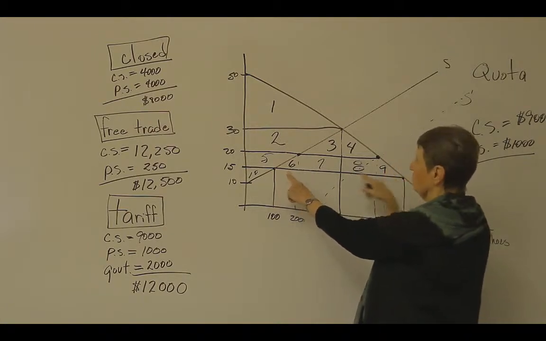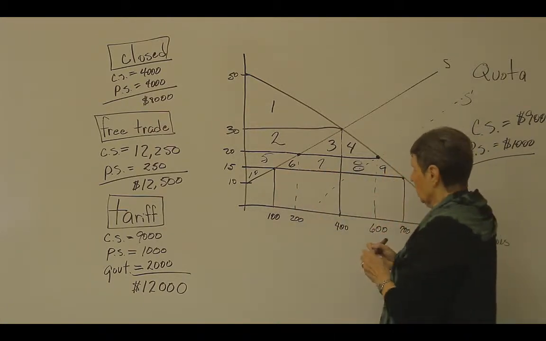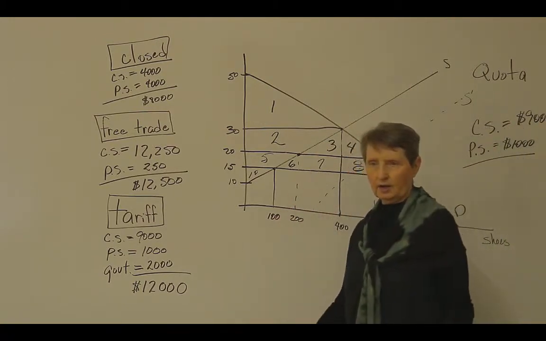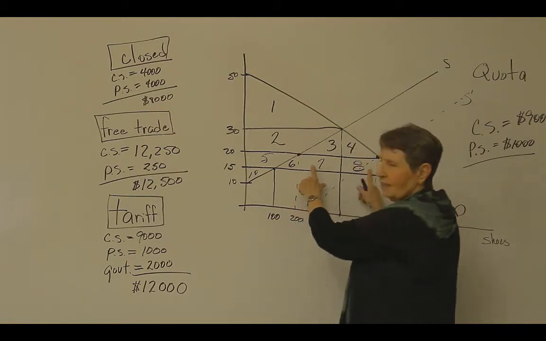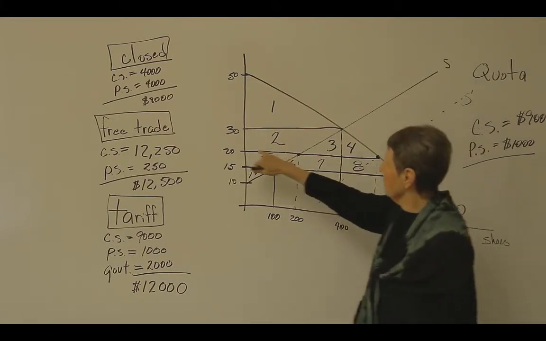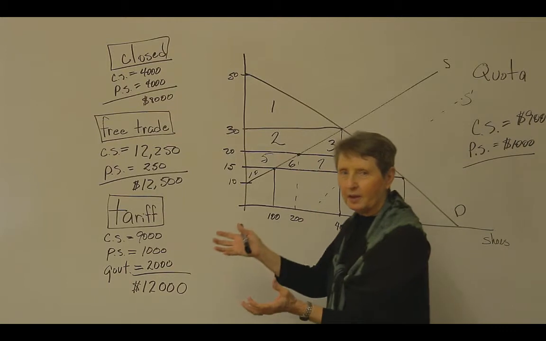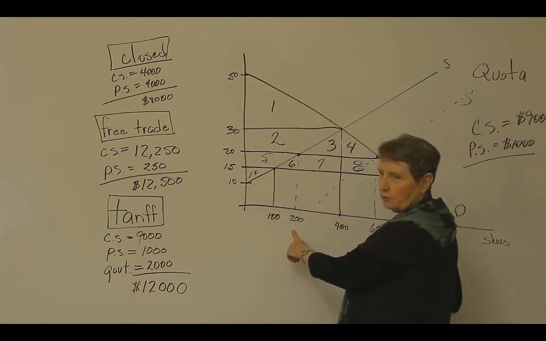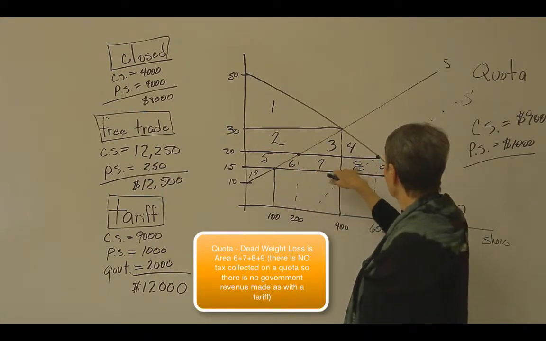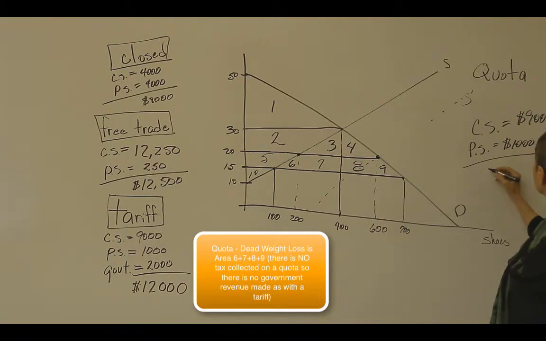This used to be part of consumer surplus in free trade. When we restrict imports using this quota method, the government doesn't collect a tariff. There's no tax. So 7 and 8, in fact, goes to the foreign shoe manufacturers because they're going to charge a price of $20 and they don't have to pay the government $5 on each of these imports. So what's lost to the economy is 6, 7, 8, and 9. And so with a quota, our total surplus is 10,000.